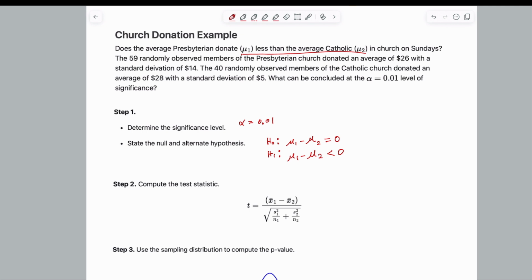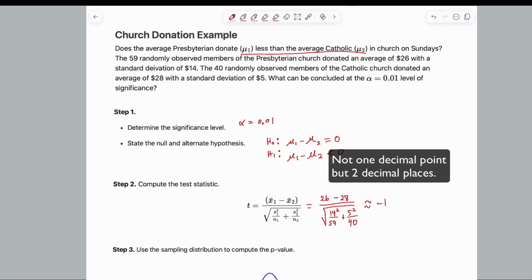All right, now we collect the data, and based on the data, we crunch a test statistic. The sample mean, based on 59 individuals from the Presbyterian Church, was $26, minus the sample mean, based on 40 individuals from the Catholic Church, was $28. And then we divide that by the square root of the standard deviation. The standard deviation for the Presbyterians was $14, and we square that, divide by 59, plus the standard deviation of the Catholic donations, which was $5, and we square that and divide by the sample size, which was 40. Okay, so computing that and rounding our test statistic gives us negative 1.01.